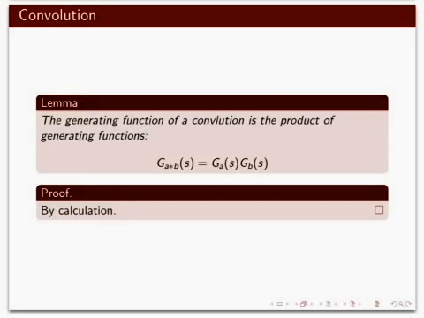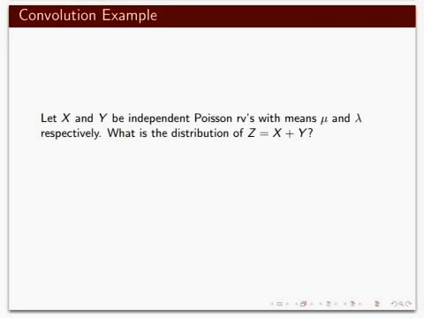Okay, so here's a little useful exercise to do on your own. The generating function of a convolution is the product of the generating functions of the two individual sequences. So the generating function of this convolution A star B is the generating function of A times the generating function of B. And this is good to do on your own, this calculation. So let's see. Okay, so let's do an example.